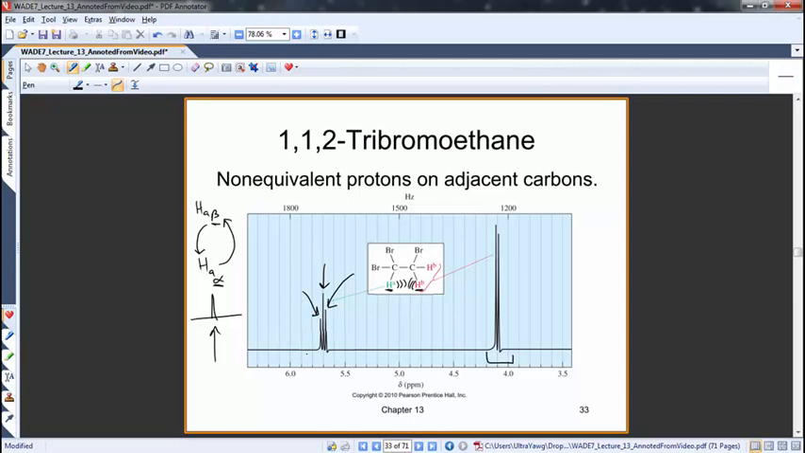This whole thing is the signal, but each one of these is a peak within that signal. So we say that this signal is split into three peaks, and we give that a special name. We call it a triplet. Alright, so if you're one peak, it's called a singlet.